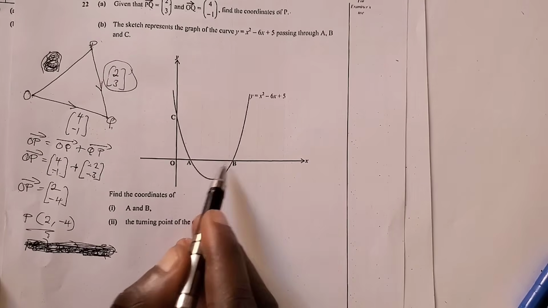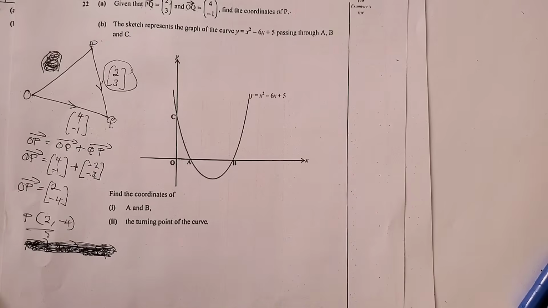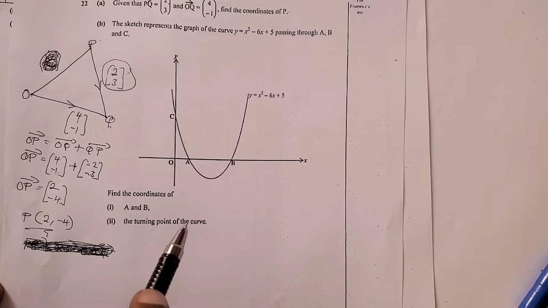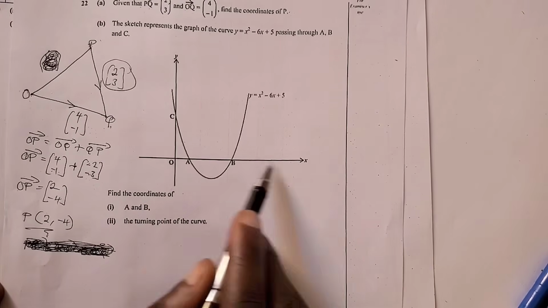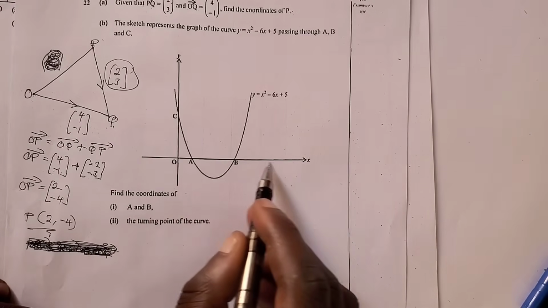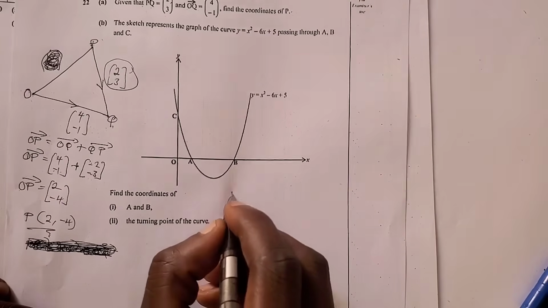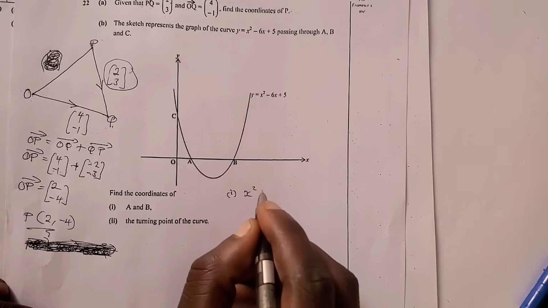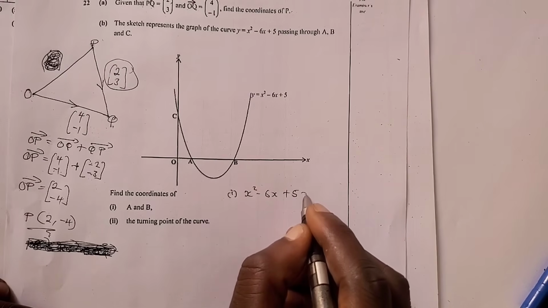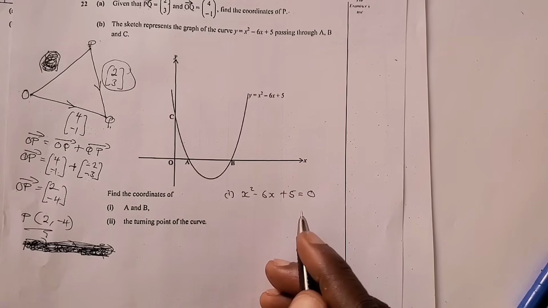Now, if you can see, A and B are on which axis? The x-axis, right? So on the x-axis, what's the value of y? 0. Okay? So to find the value of x here, we're going to substitute where there is y with 0. So we are going to say x squared minus 6x plus 5, instead of saying equals y, we'll say equals 0. Then we're going to factorize the quadratic.